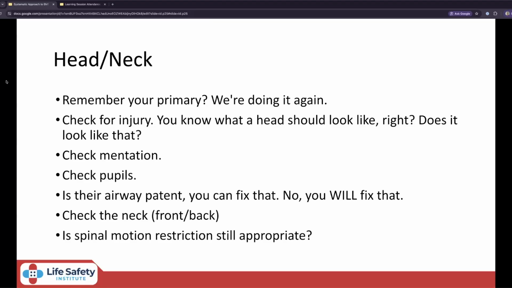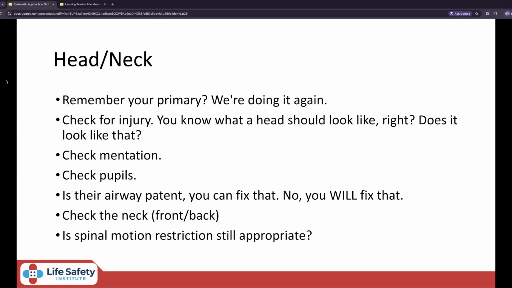We talked about redoing the primary. Is the airway still patent, right? If it's not, you need to fix it. The airway's not patent, we can't get any air into the lungs. That means we can't get any oxygen to the blood, which means we can't get it to the cells, which means we got a real problem, right? The patient's going to be in shock.